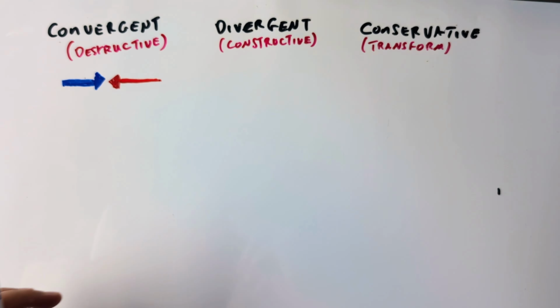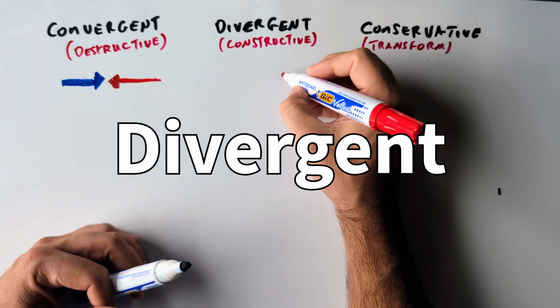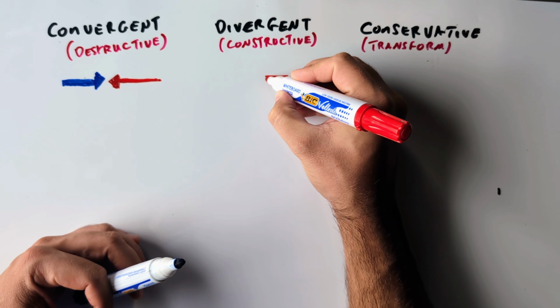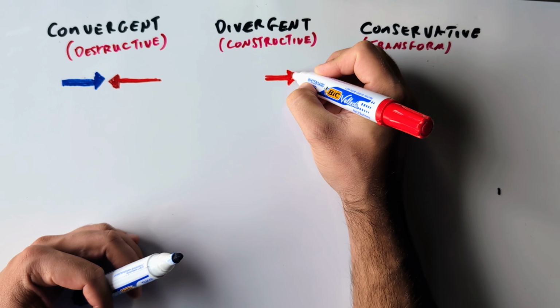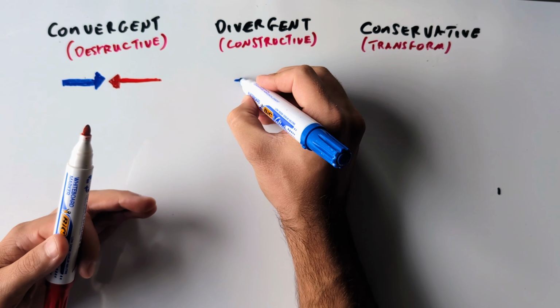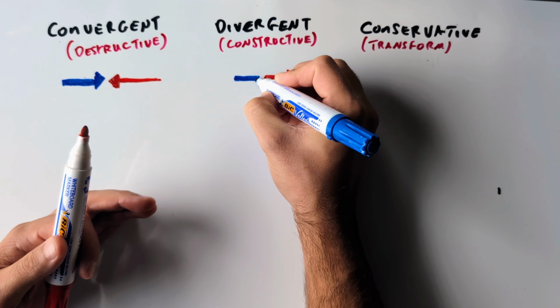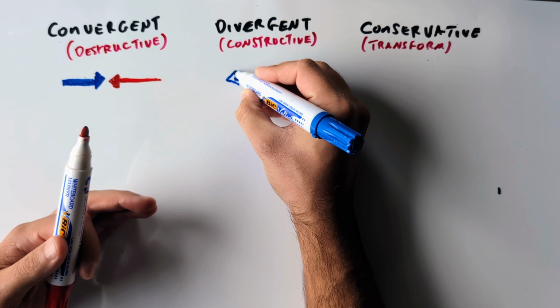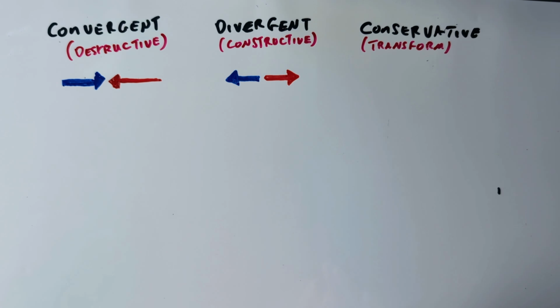The next is divergent. Divergent is the opposite. If the bus is on diversion, it's going away from where you want it to go. So it means to diverge. You could say there's a divergence of opinion as well. When two people have a different opinion, it means to be traveling away from each other.